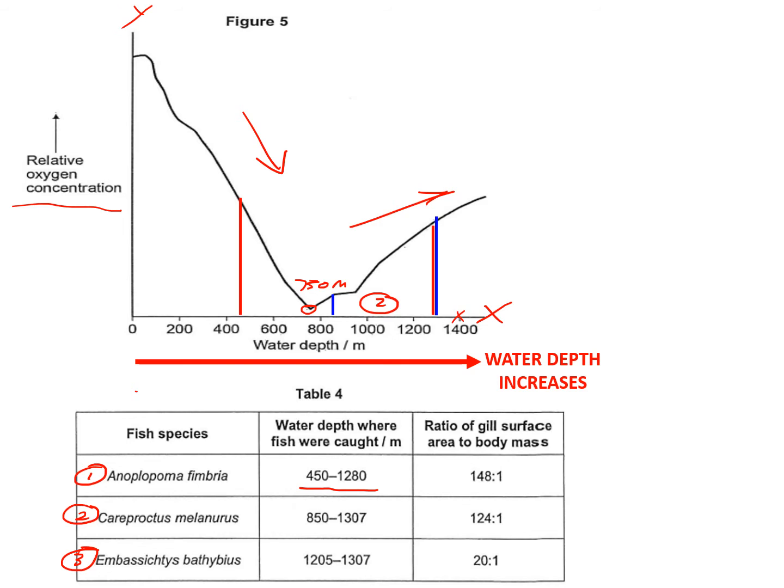Now it's interesting to look at the ratio of gill surface area to body mass. So hopefully you guys can see that 148 to 1 is the highest ratio. So A. fimbriae has the biggest surface area of its gills in relation to its body mass. Now you might be thinking, obviously if it's got bigger gills, it's going to have more gas exchange, so the dissolved oxygen diffuses across the gills into the blood, and the CO2 from respiration diffuses the opposite way. And that's because obviously it needs to get more oxygen from the water into its blood when it's located at 750 meters, which is the lowest concentration of oxygen in the water.